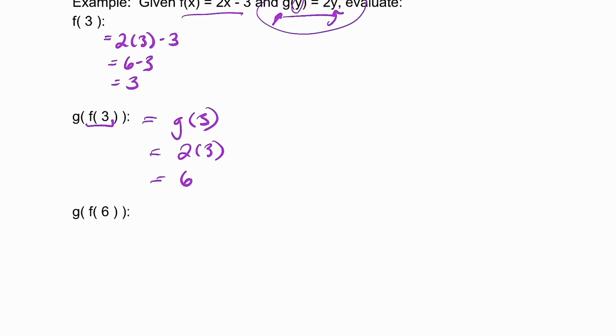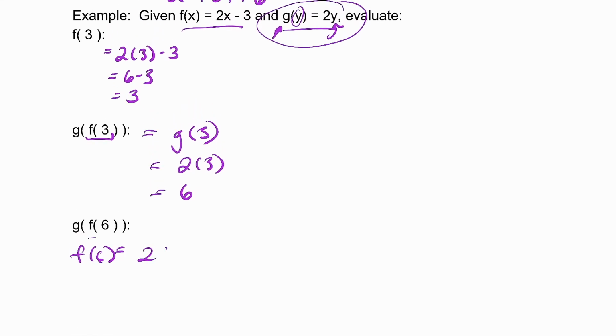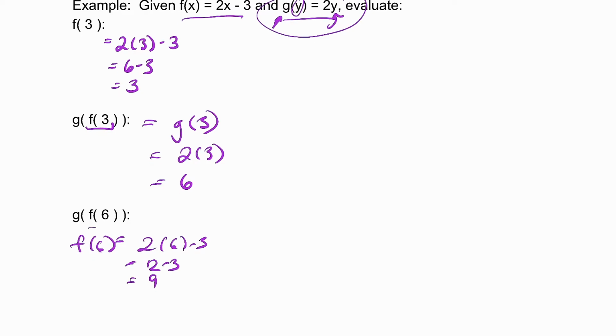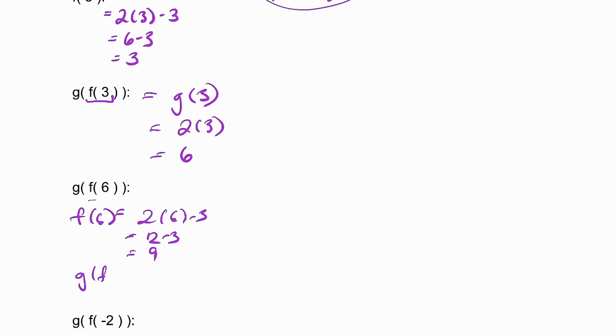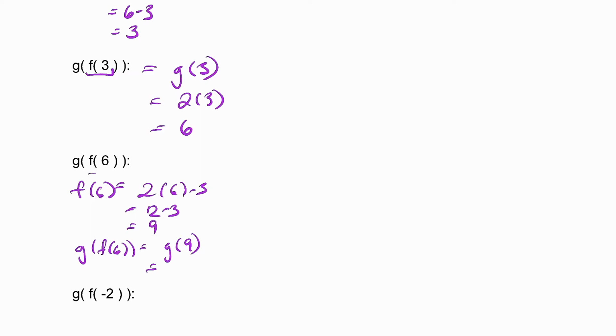Okay? So the last ones are not so scaffolded anymore. We want to take g of f of 6. So we need to figure out what f of 6 is first. So f of 6 is equal to 2 times 6 minus 3, which is 12 minus 3, which is 9. Therefore, g of f of 6 is really the same thing as g of 9. And we just remember that the g function is really taking 2 times our y value, or 2 times our variable inside. So this is just going to be 2 times 9, which is 18.